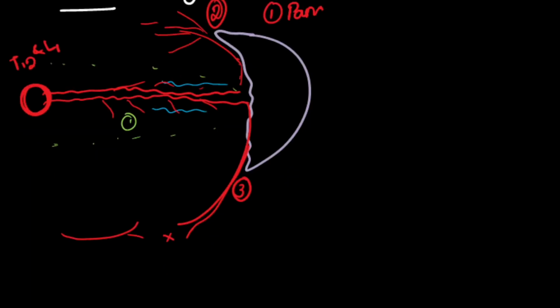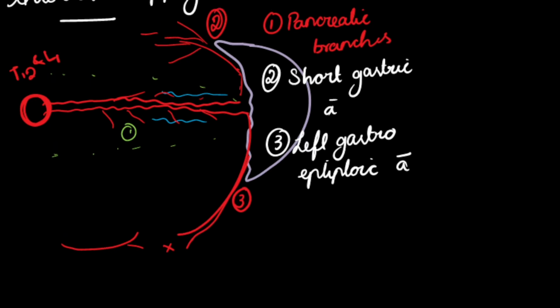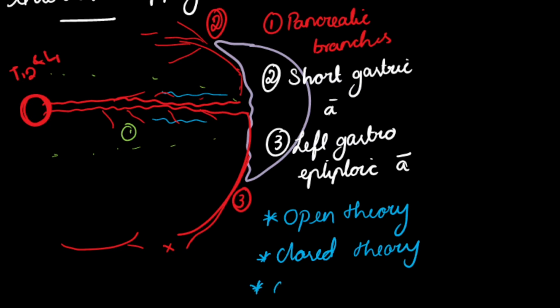Pancreatic branches, one is, and second one is short gastric arteries, and third one, this left gastroepiploic artery. In case of spleen, we have different theories regarding the blood supply inside the spleen. One is open theory, another one closed theory, and some are believing in the compromise theory.